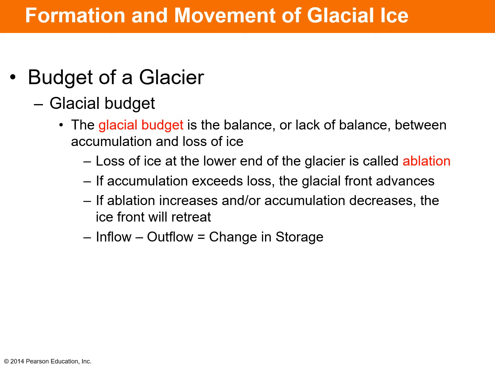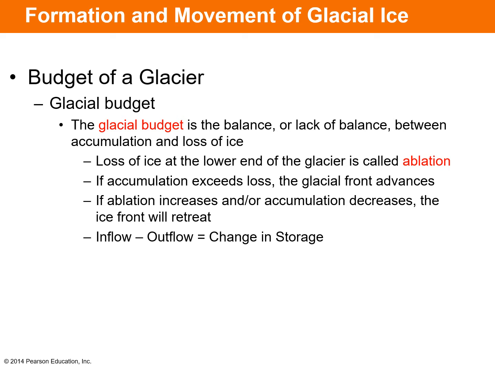So the loss of ice at the lower end of the glacier is called ablation, so that encompasses calving events as well as just melting at the lower end of the glacier. And if accumulation exceeds loss, then the glacial front advances. So the glacier grows and continues to expand downslope. However, if ablation increases and or accumulation decreases, then the ice front or the end of the glacier will retreat.